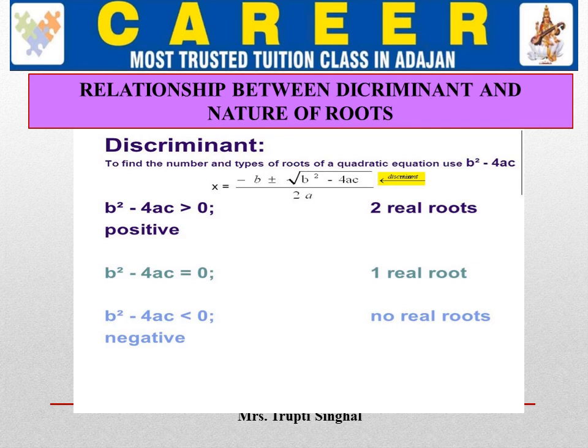The discriminant is also known as delta, or capital D. In exams you are asked to find the D or discriminant for quadratic equations, and this is nothing but the nature of roots. So greater than 0 means two real and different roots, equal to 0 means two real equal roots, or we can say one real root, and less than 0 means no real roots.